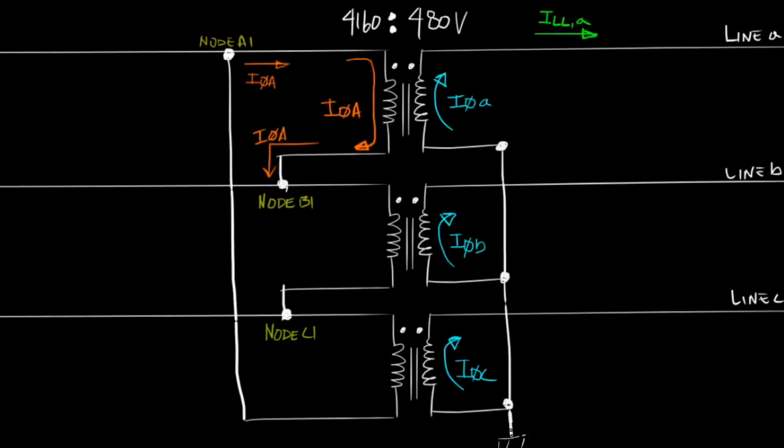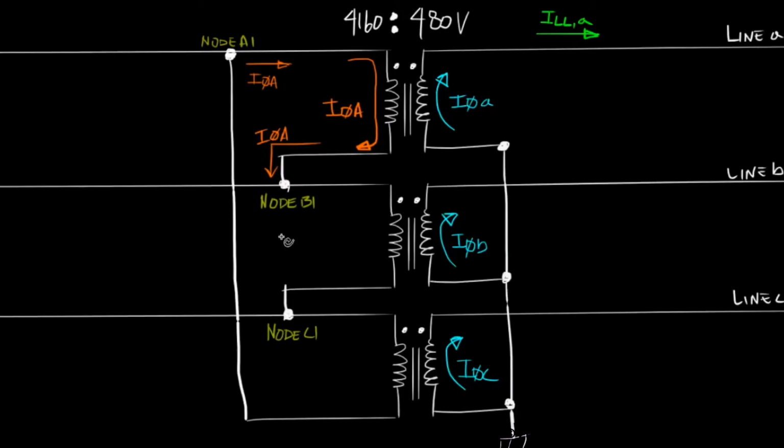Let's now move to phase B current. We know from part 3 that primary phase B current must flow into the polarity side of winding B and out of the non-polarity side of winding B, which means that the current that flows out of node B1 by definition is phase B current. And since the non-polarity side of winding B is connected to the polarity side of winding C, the current that goes into node C1 is the same phase B current.